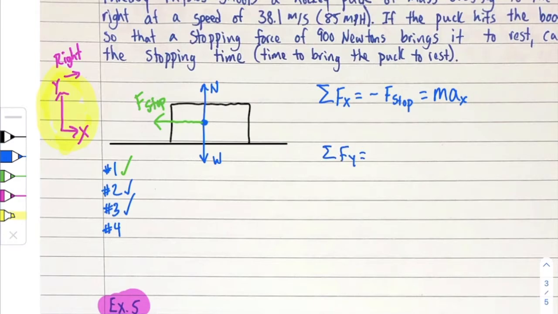And then again, we've had this over and over again, but we have our normal force going up, minus W going down, and that's equal to m a_y. But in this case, the hockey puck is going side to side, so it has no acceleration in the y direction. So we know that this is just equal to 0. So that means that N is equal to W. And we know that W is equal to mg because that's the equation for weight.